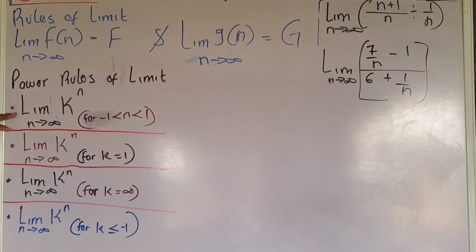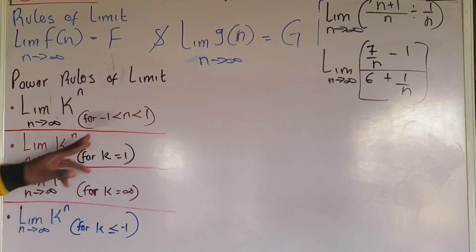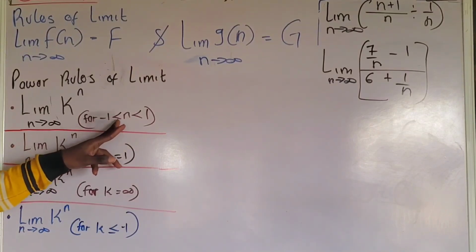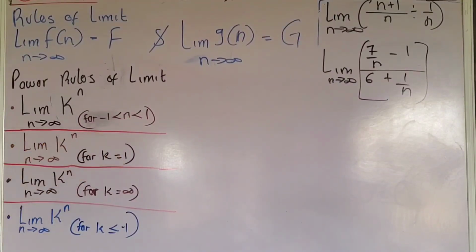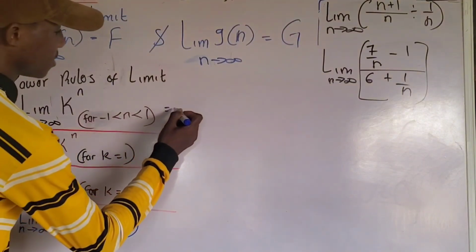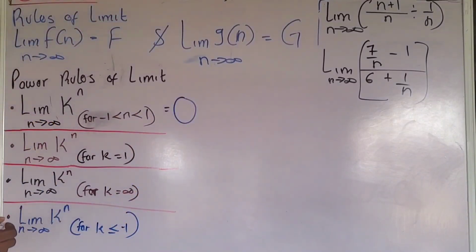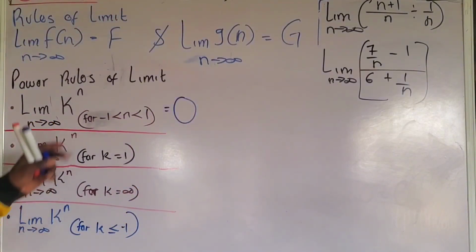Now, for the first condition, we have the limit of k to the power of n as n tends to infinity. For this condition, minus 1 is less than n, and n is less than 1. For this kind, the limit of the function is equivalent to 0. I'm going to explain, just pay attention. The limit of this function is equivalent to 0.